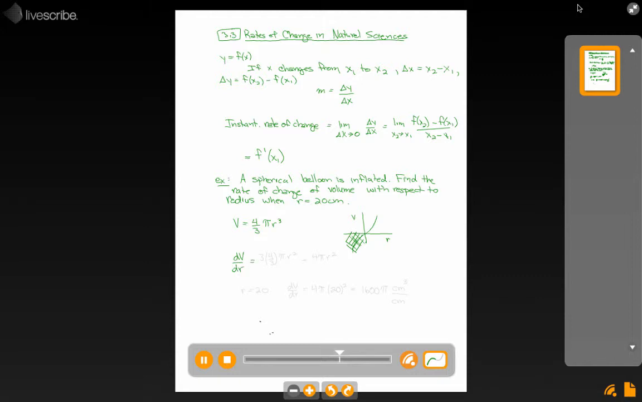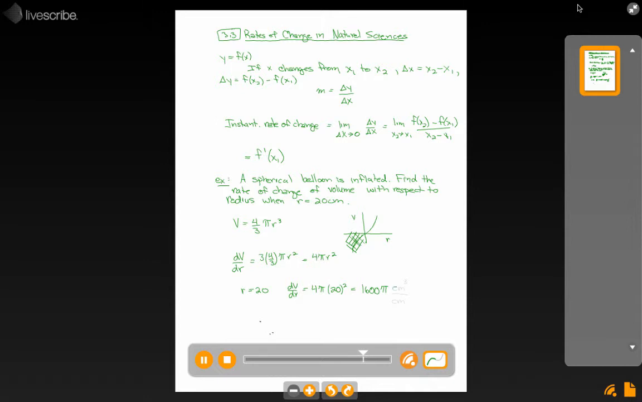So we need to take the derivative. I have 3 times 4 over 3 times pi times r squared, which is just 4 pi r squared. Now, in particular, when the radius equals 20, dV by dr is going to be 4 times pi times 20 squared. So 20 times 20 is 400, times 4 is 1600, so 1600 pi would be a reasonable answer. Depending on what the question asked, if they wanted you to round it off in some way, you could find that it was 5,000 and something, but in this case this is good enough.